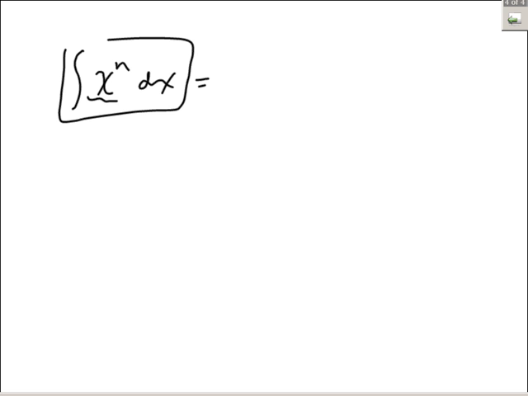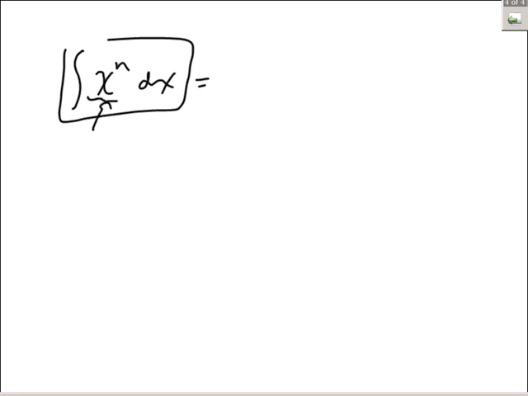Integration by substitution. The only thing we really know how to integrate, if you think about it, is x to the n dx. What do you take the derivative of to get that? That's what I'm asking. This is asking, what do you take the derivative of to get x to the n?